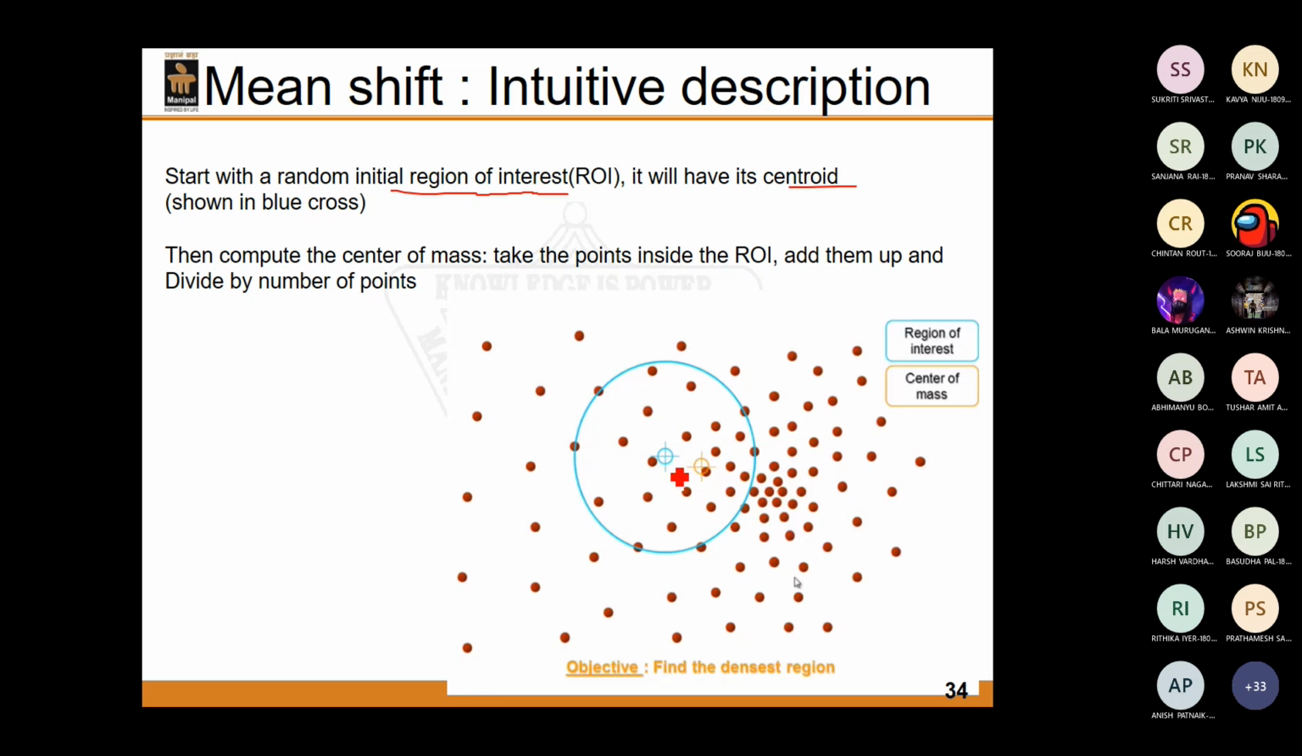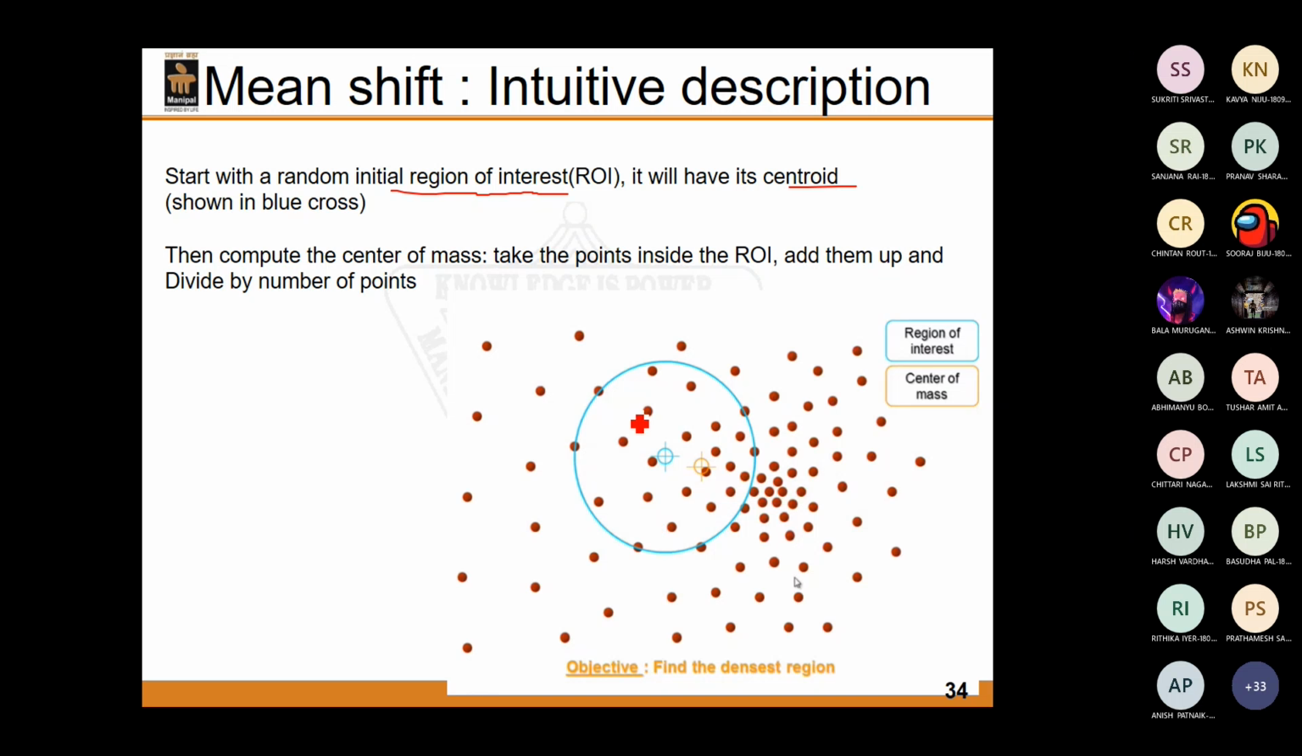We'll see why later, right? So we have this particular circular region of interest with a center and a radius. Now what we do is, within this circular region of interest, we look at all the data points and try to calculate the center of mass after considering all the data points within this circular region of interest.